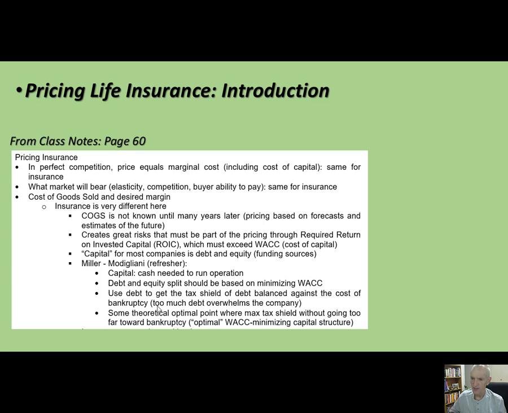So the theoretical optimal point is where you want to maximize the tax shield without going too far into bankruptcy. The optimal point is the WACC, weighted average cost of capital, minimizing capital structure. Remember, weighted average cost of capital is your weight of debt times your cost of debt times 1 minus your tax rate, because it's tax deductible, plus the weight of equity times the cost of equity. Hopefully you've had that in a couple of classes now.